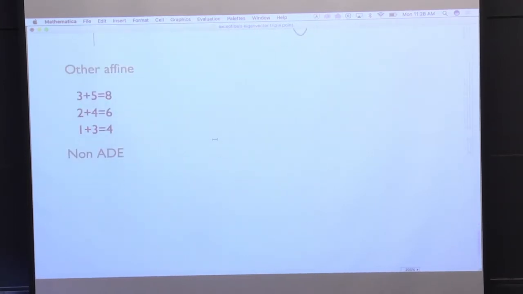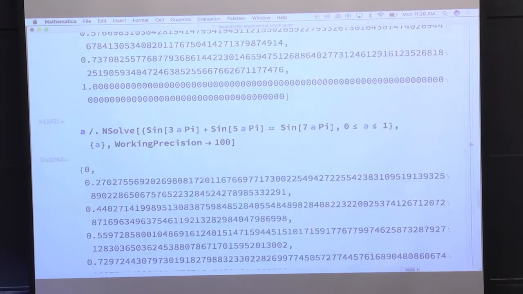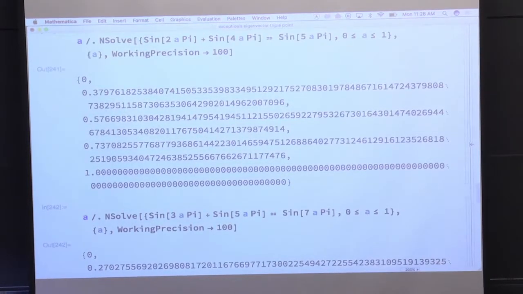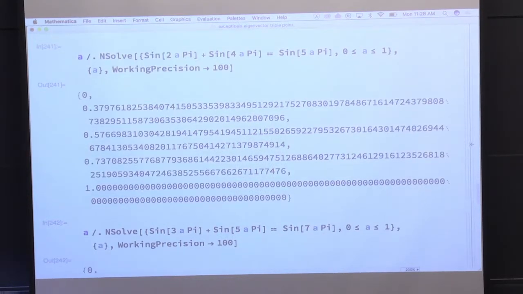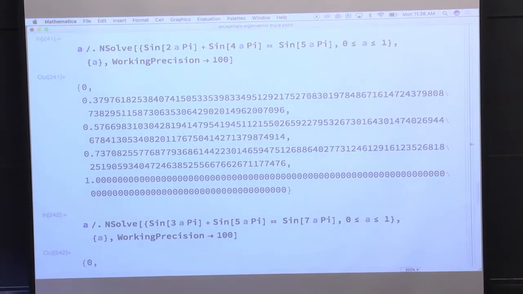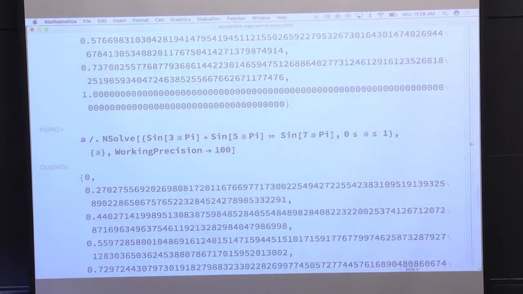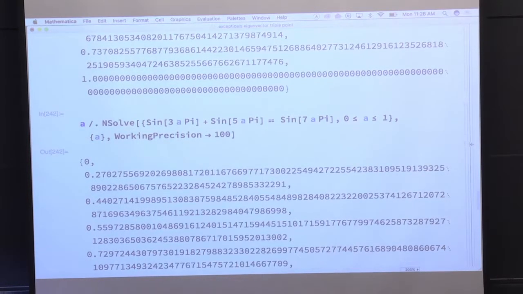And if you have non-ADE, look, then you do something like this, yes? And you get some numbers, some fractions of pi, which are obviously not rational at all, yes? So probably, and I was just going to take a snapshot and send them to the mathematics building to Curt McMullen, because they may be related to hyperbolic geometry. Yes?